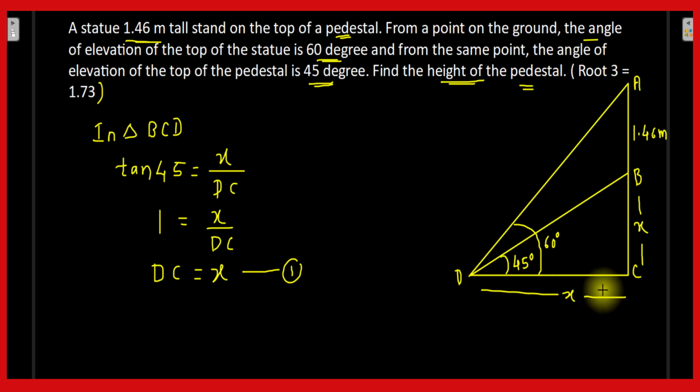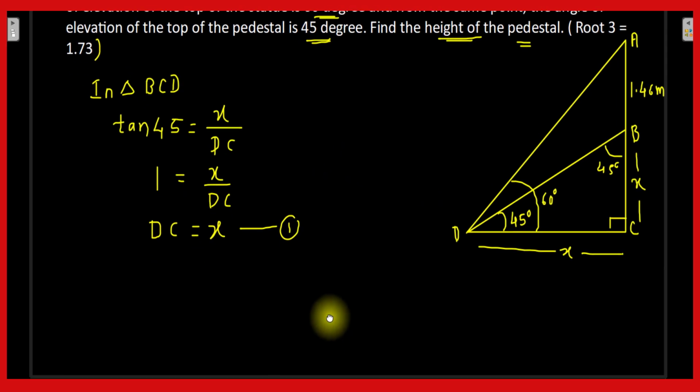Of course it will be x, because when this angle is 45 and this angle is 90 degree, this angle will also be of the measure 45 degree. So these base angles are equal. In triangle BCD, the base angles are equal, then its opposite sides are also equal, that we have studied in the lower classes, and therefore if BC is x, this DC will also be x, but you have to solve with the trigonometry.